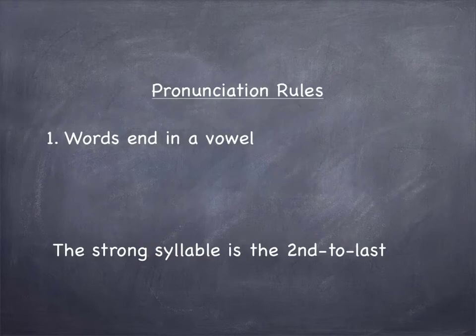As I already mentioned, words in Spanish are divided into syllables. Let's take a look at the word casa again. Casa has two syllables, ca, sa. This one is the last syllable, this one second to last. When the word ends in a vowel, then the strong syllable is the second to last syllable.